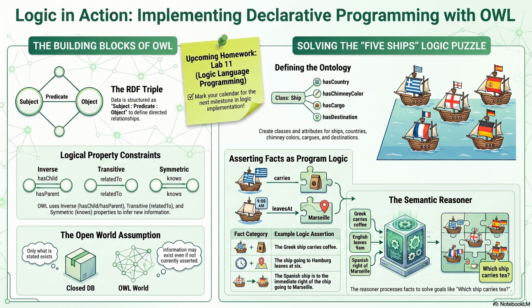So the subject is your starting node. The object is your destination node. And the predicate is that directed edge connecting them. So when you visualize that, it looks exactly like a standard graph database architecture. You have a node for Anne, a node for the class, and a vector mapping the relationship between them. But the directionality of that vector is the critical mechanical feature here. The arrow only points one way.